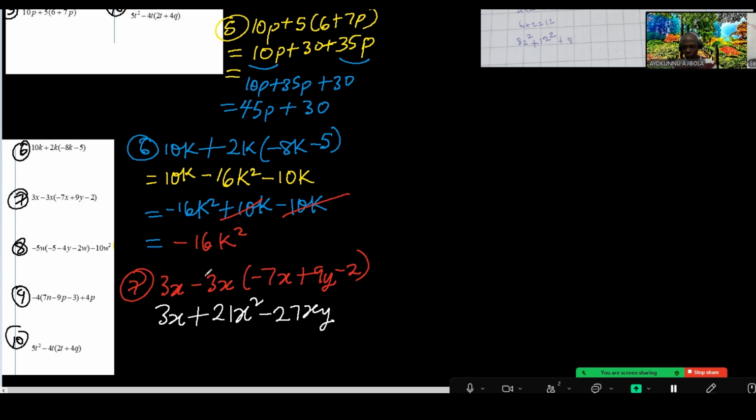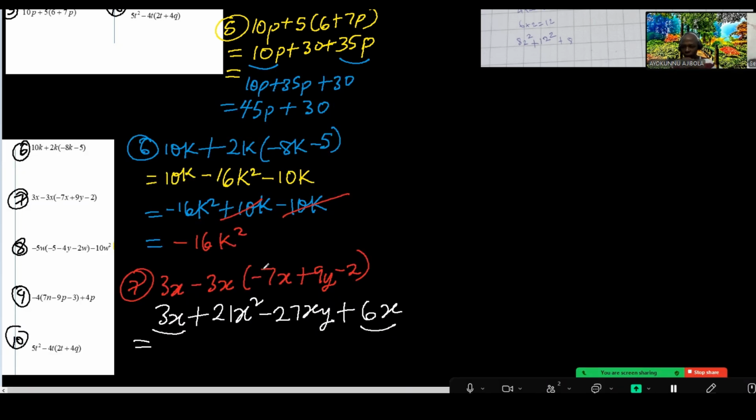Then to the third one, negative times negative is positive. Then 3 times 2 is 6, and there is x there. So we have x and we have x. Then the remaining two terms are not the same.